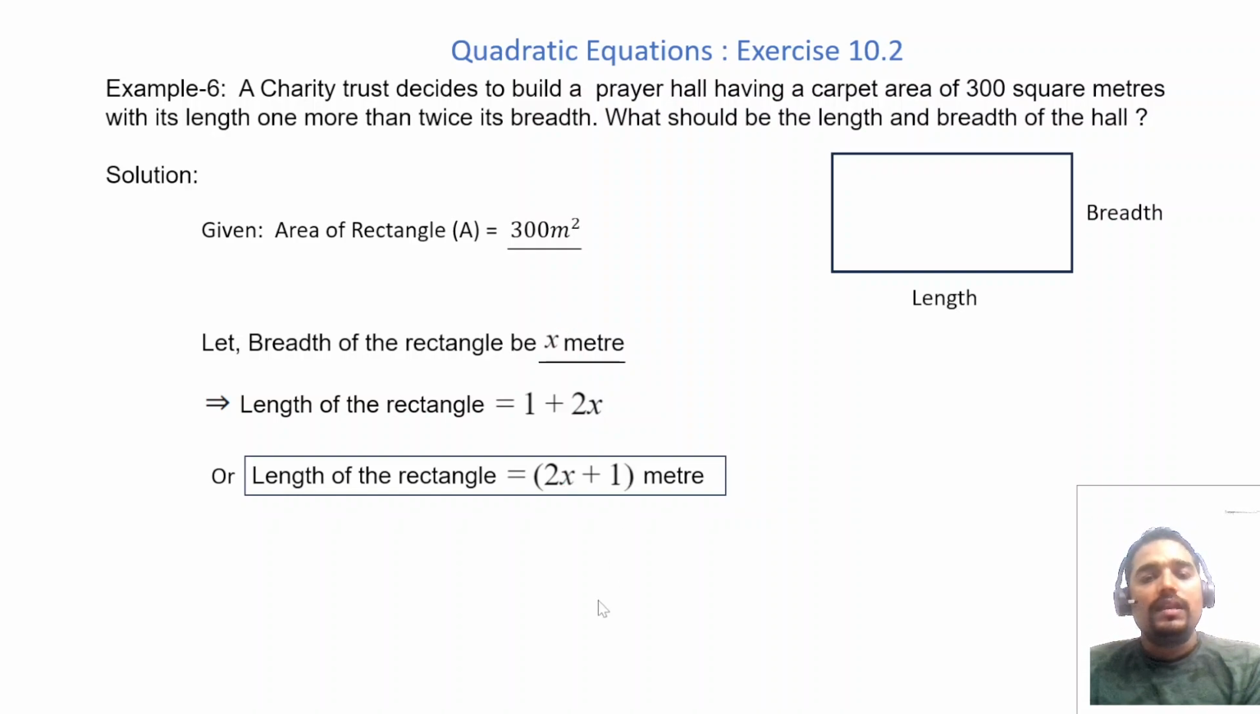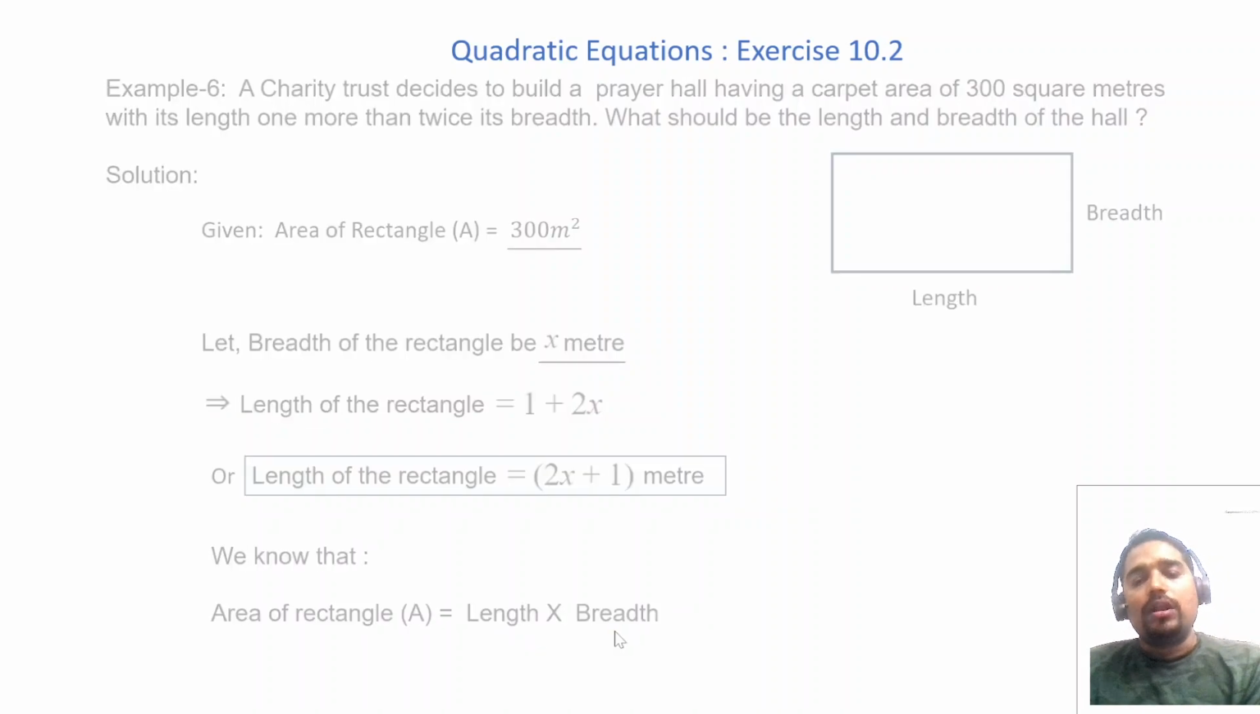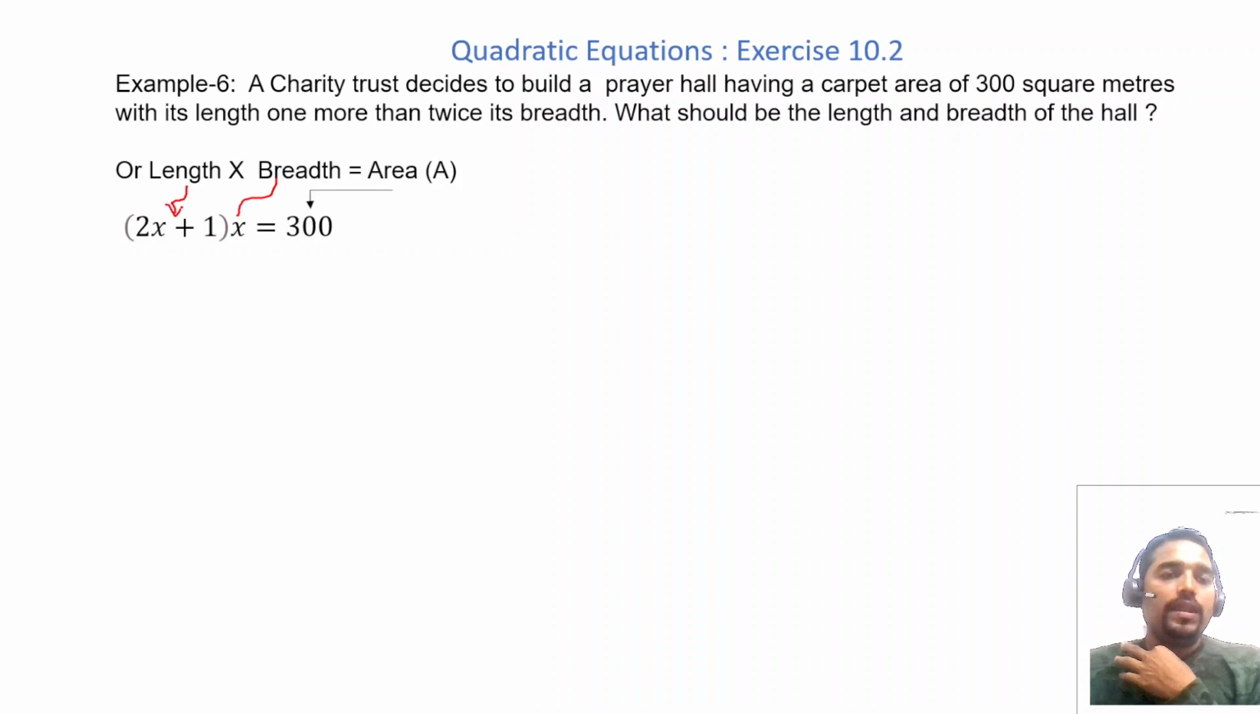We know that the area of a rectangle is equal to length into breadth. We have assumed the breadth as x and found the length to be 2x plus 1 depending on the condition. Then the area is already given as 300 square meters. Now we have built an equation, that is 2x plus 1 multiplied by x is equal to 300.